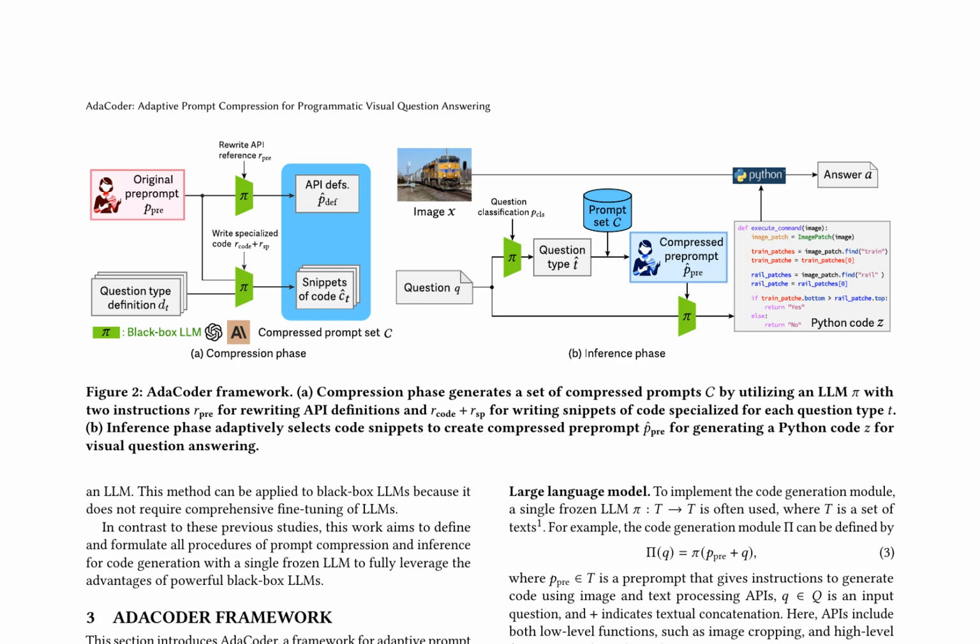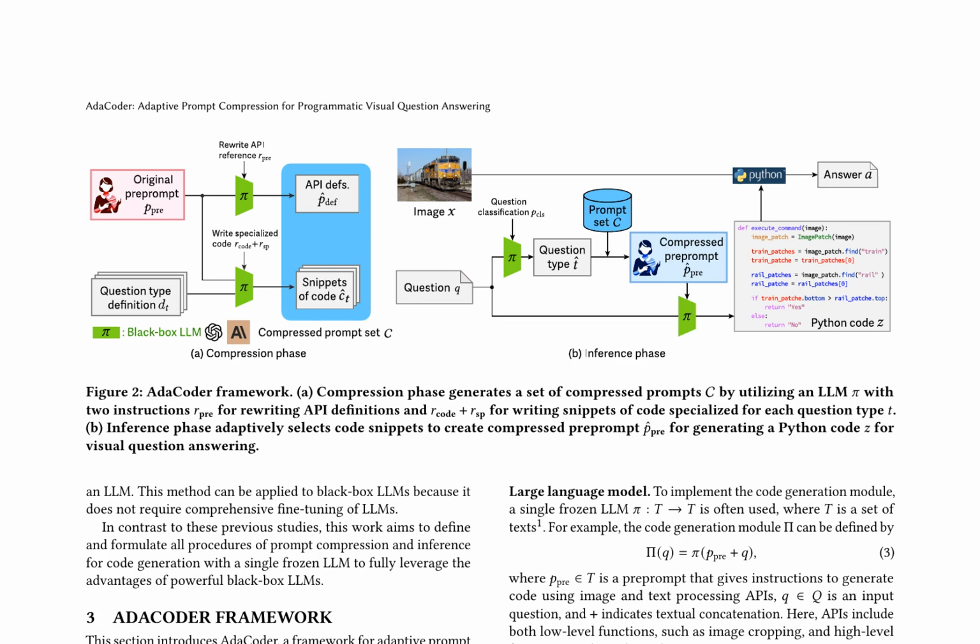The AdaCoder framework is a novel approach for adaptive prompt compression in programmatic visual question answering, consisting of two phases: the compression phase and the inference phase. In the compression phase, a large language model, LLM, is utilized with two instructions to generate a set of compressed prompts, each specialized for a specific question type, by rewriting API definitions and writing code snippets. The inference phase adaptively selects a compressed preprompt to generate code for visual question answering.